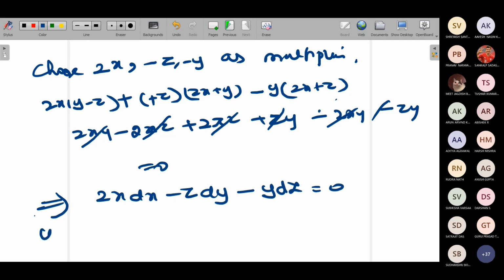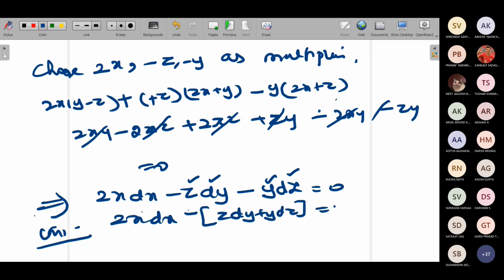So now integrate this. Before integrating, see, here you have the combination of z and dy, y and dz. You cannot directly integrate it using z as a constant or y as a constant. So you have to rewrite this. Once you rewrite this only, you can integrate it. So before integration, we will try to rewrite this. You can write this as 2x dx, taking the minus sign commonly outside, minus z dy plus y dz is equal to 0.